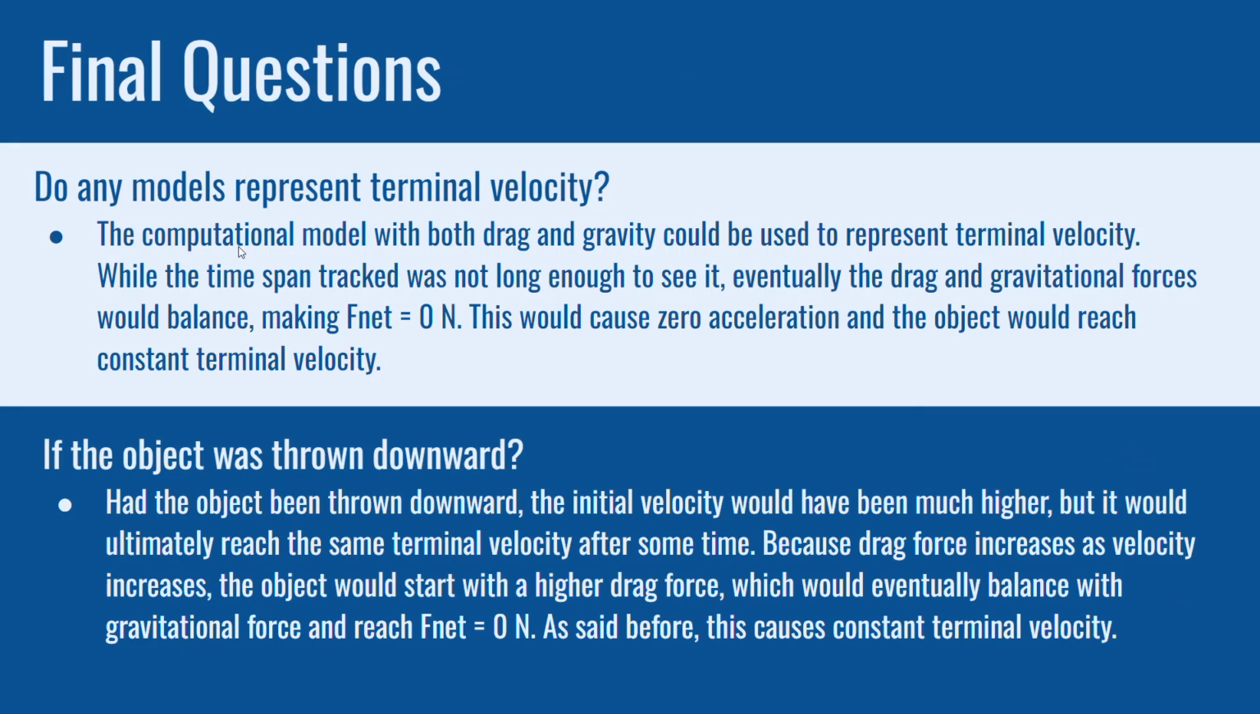So for some final questions, terminal velocity could be represented in the drag and gravity computational model over a longer time span because the forces of drag and gravity would eventually balance out, making net force zero. And with zero acceleration, you can reach terminal velocity. Now, if it was thrown downward, it would do the same thing. It would just take a little bit longer because it has a higher initial velocity. And then eventually it would reach constant terminal velocity.